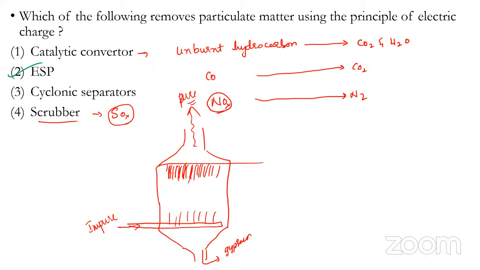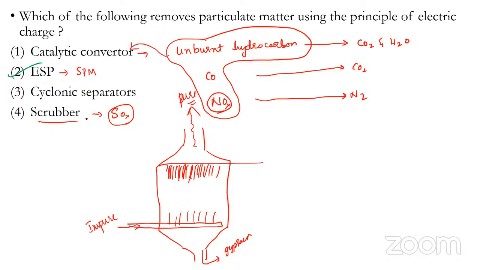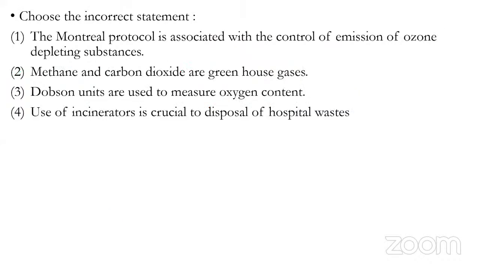Please remember, catalytic converters are not meant for suspended particulate matter, and neither are scrubbers. Electrostatic precipitators are meant for suspended particulate matter. Catalytic converters are meant only for unburnt hydrocarbons, carbon monoxide or nitrous oxides. Scrubbers are meant only for sulfur oxides. All other pollutants are not controlled by these models. Next one.